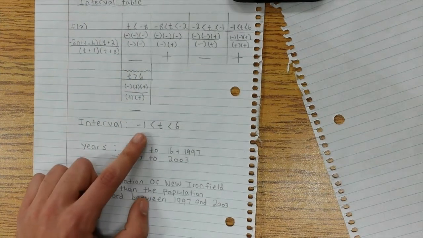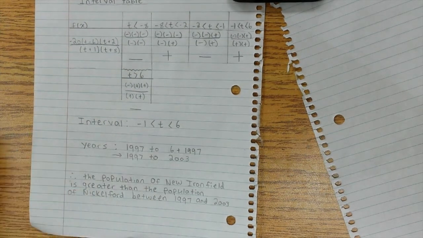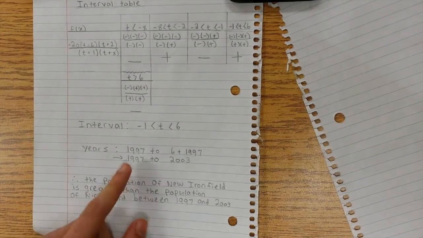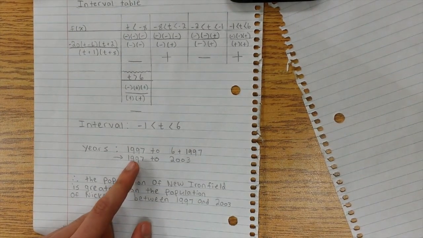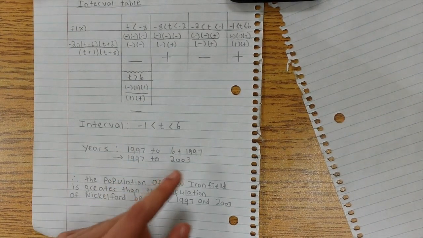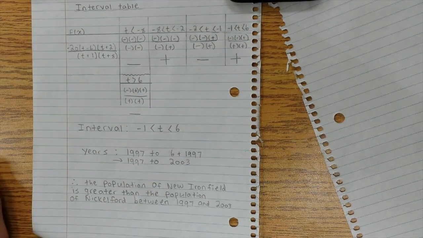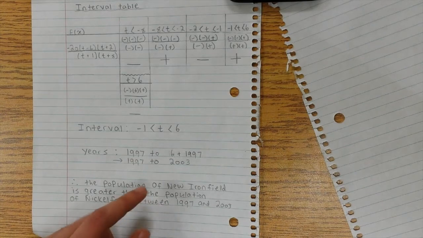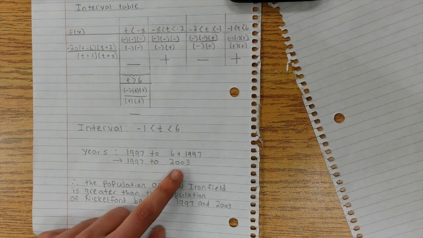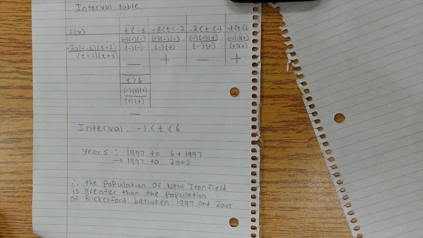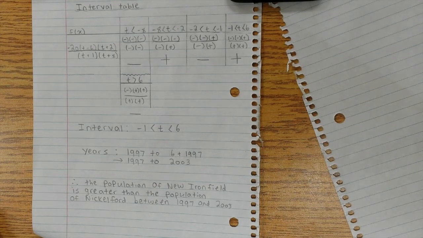However, we can use t greater than minus 1 and less than 6, since the majority of those numbers are greater than 0. We can also say t is 0, so it would be 1997 to 6 plus 1997, since the 6 is here. And then you would just solve for it using the other formula. So 1997 to 2003. Therefore, the population near Ironfield is greater than the population in Nickelford between 1997 and 2003.